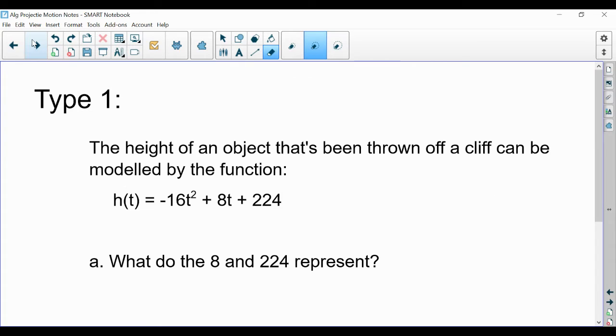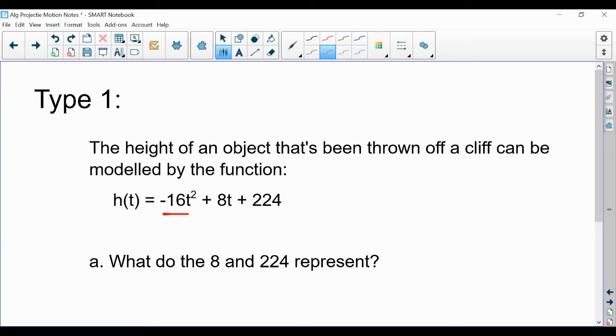Let's take type 1. So in type 1 here, I'm told that the height of an object that's been thrown off a cliff can be modeled by the function h of t is equal to negative 16t squared plus 8t plus 224. And the first question that's being asked is, what do the 8 and the 224 represent?